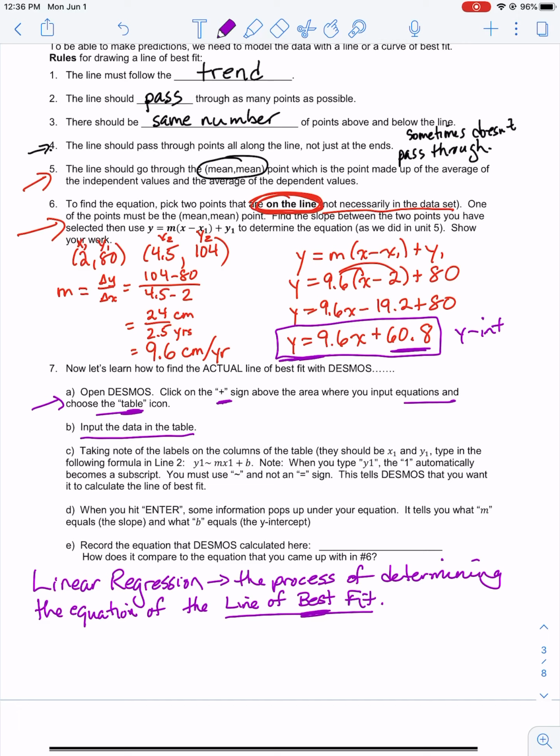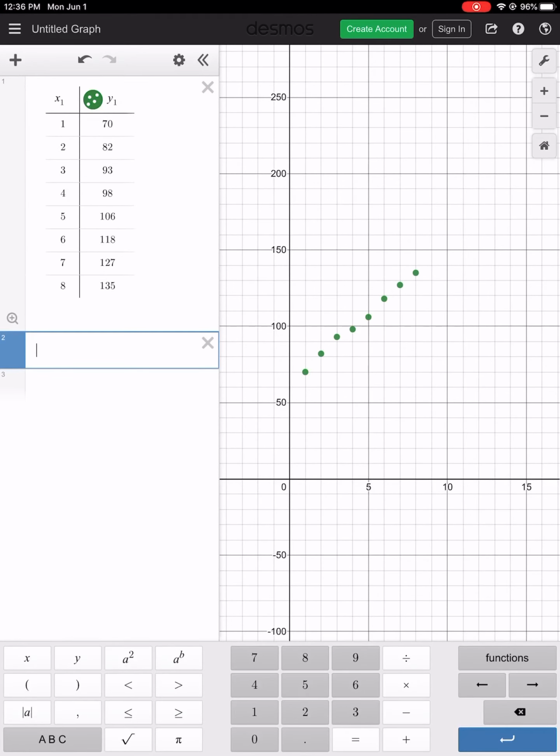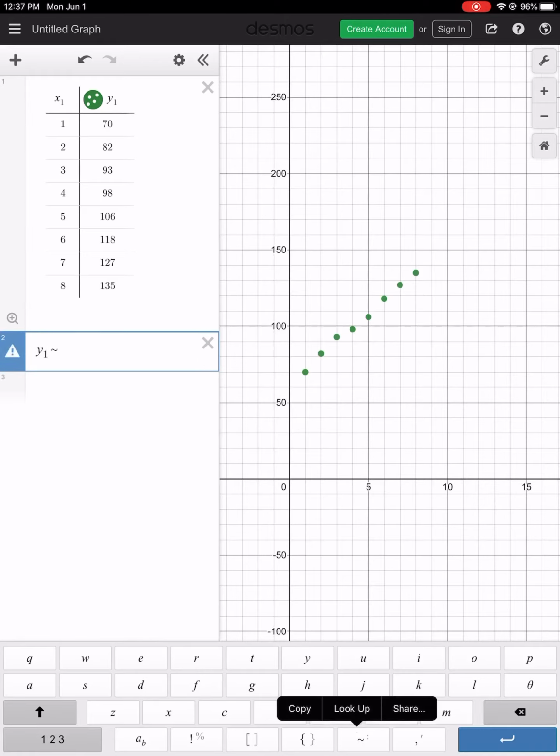Type in the following formula: Y1 tilde, that little symbol right there, equals mx1 plus b. So I'm going to type in exactly that. Y1, with a 1, then the tilde. You're going to have to click on the ABC in the bottom left-hand corner. The tilde is right here. Okay, there's the tilde right there.